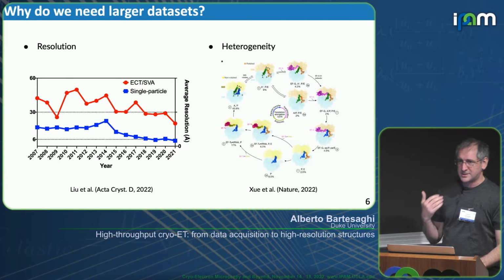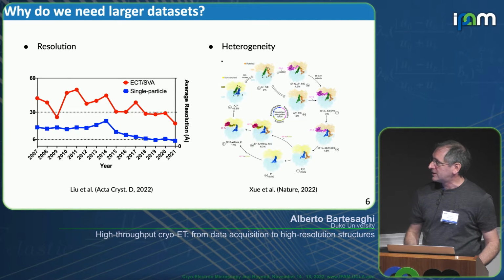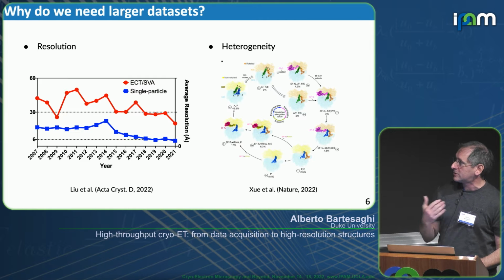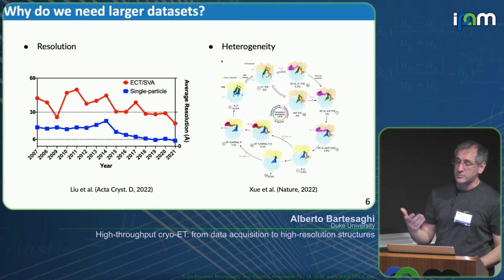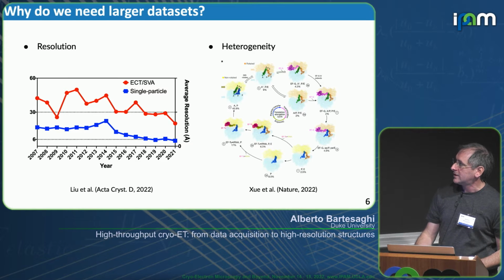So we need to make those data sets larger. That's what I'm trying to advocate for here, because we know from single particle that the more particles you have, the better, and especially when you're looking in situ, where you have maybe more variability, you want even more particles than you do in single particle if you're going to be successful.